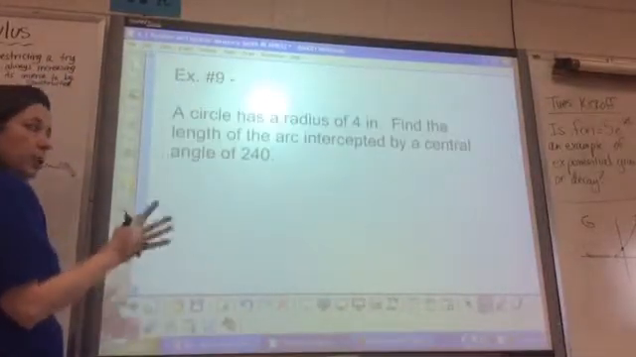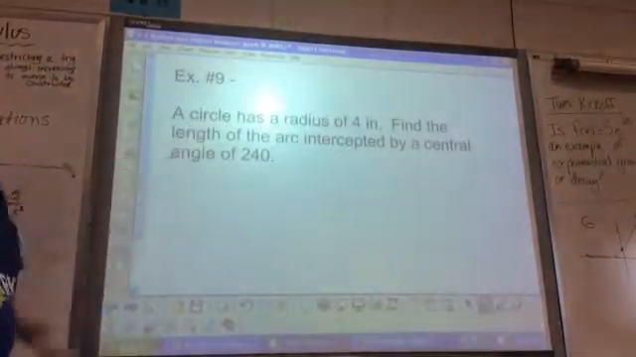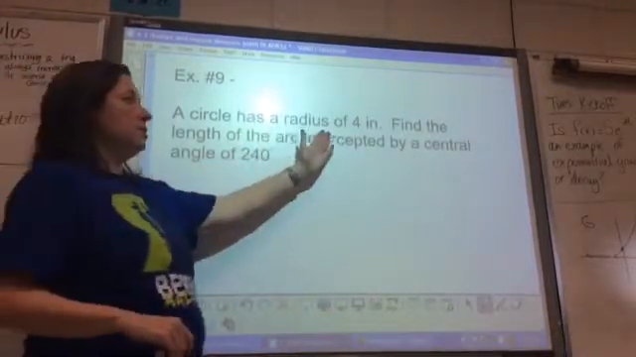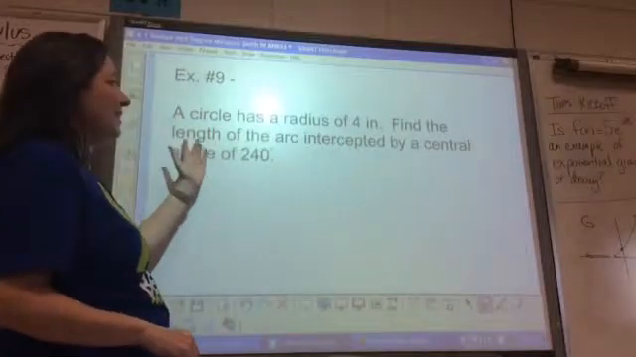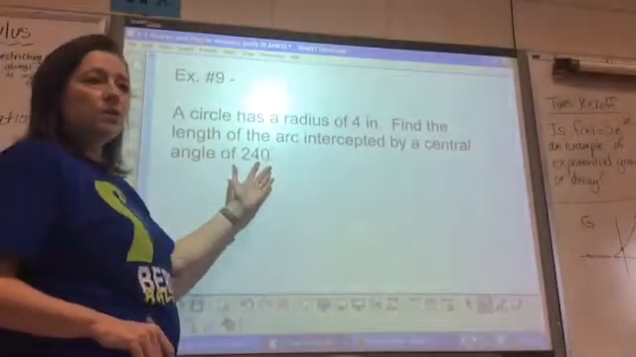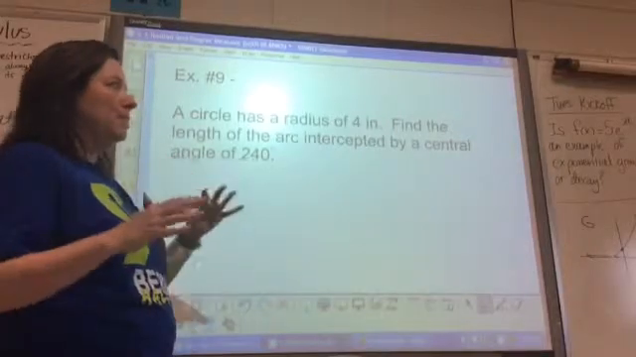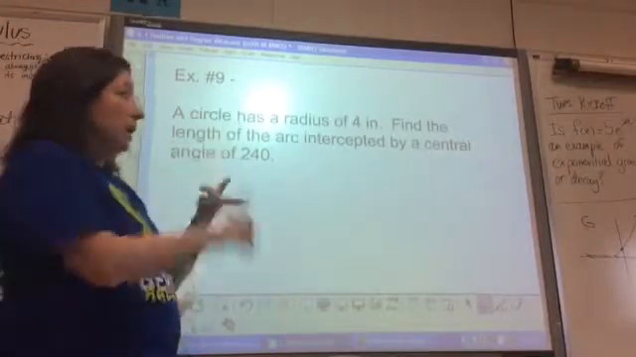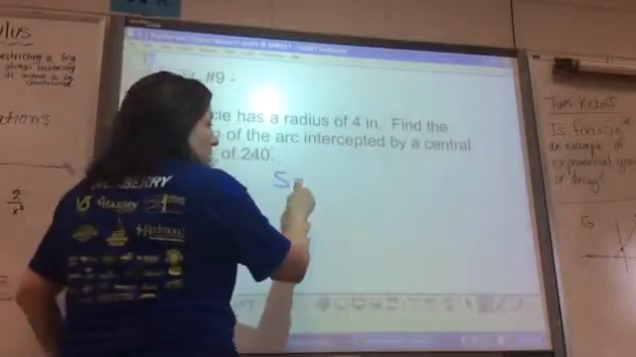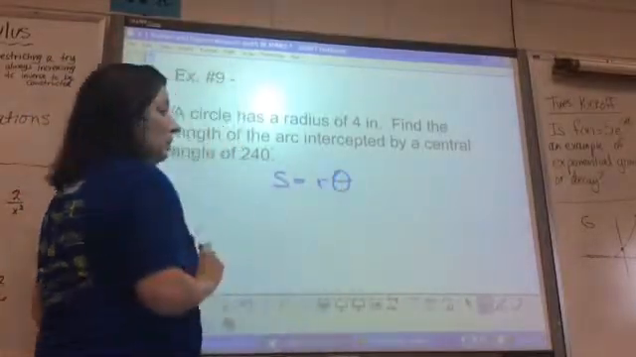So I'm going to show you a couple different ways. They could give it to you in words like this. They could say, okay, we got a circle, we got a radius of 4 inches. Find the length of the arc intercepted by a central angle of 240 degrees. You don't have to let that wordiness bother you. You're just thinking, I got a radius, I got a this, I got a that, plug in. So we're going to plug into that formula.